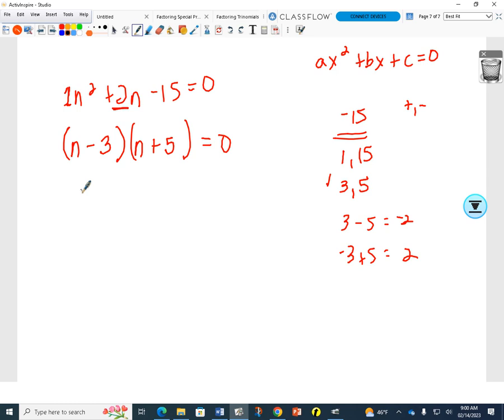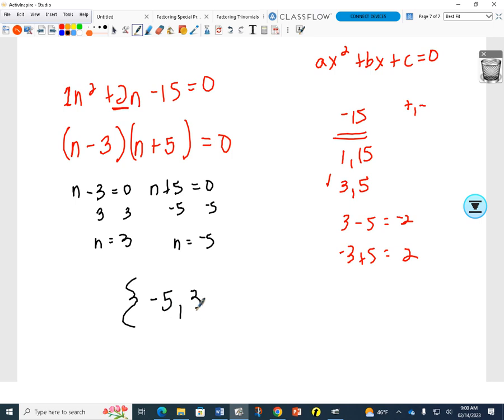N minus 3. Perfect. Good job. And what's the other one going to be? Perfect. And now we solve. So I'm going to add 3 to this side, and n is 3, and then subtract 5 from this side, and n is negative 5. So I'm going to write it in solution set notation, or set notation, doing negative 5, positive 3. Any questions? So there's all the examples of all the kinds of factoring in this assignment.